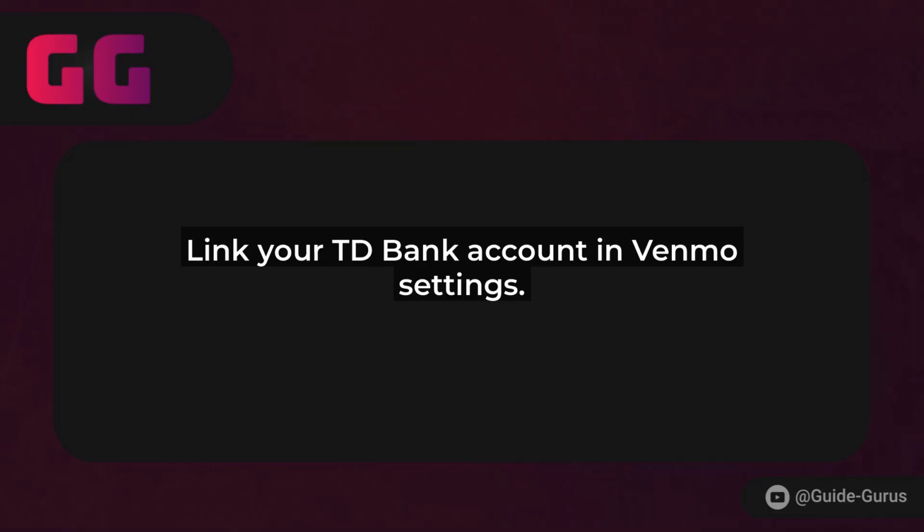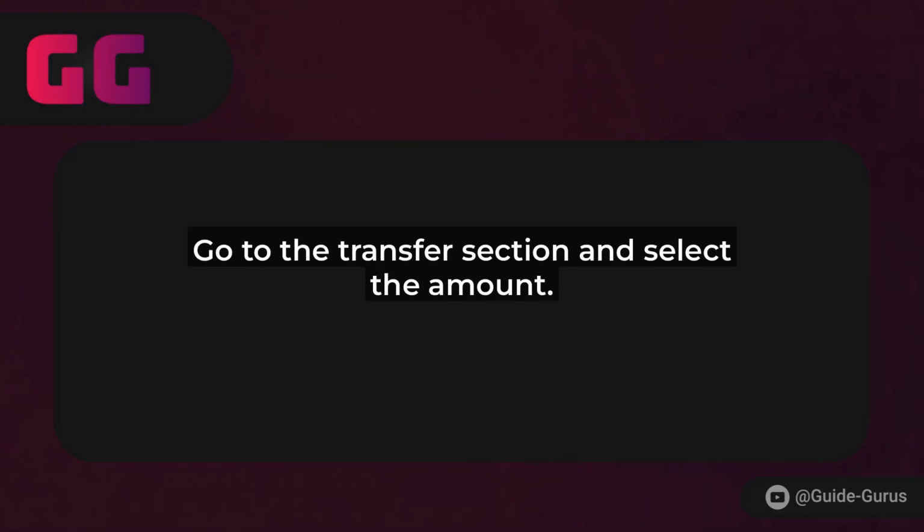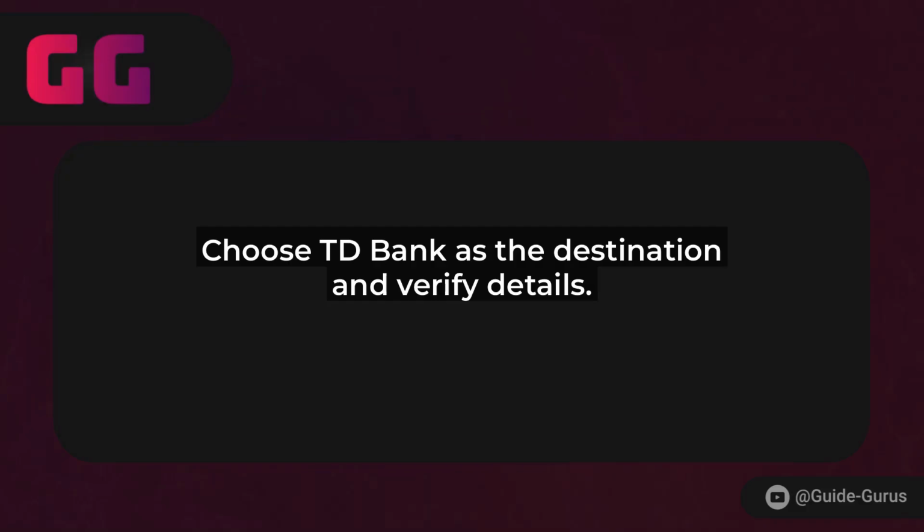Once your TD Bank account is linked, head over to the You tab or the main dashboard. Look for the Transfer to Bank option. Enter the amount you want to send, double-check it, and select your TD Bank account as the destination. Venmo might prompt you for additional verification, like a PIN or biometric scan, to keep things safe, especially important in 2025 with enhanced security features. Hit Confirm, and you're good to go.